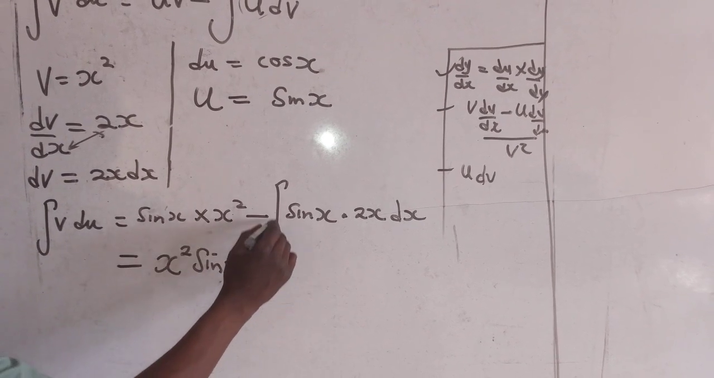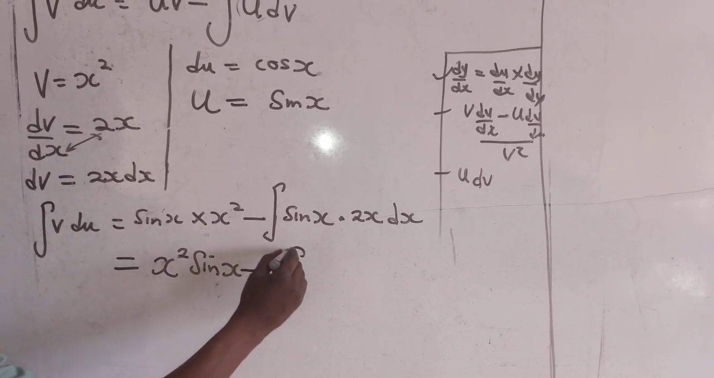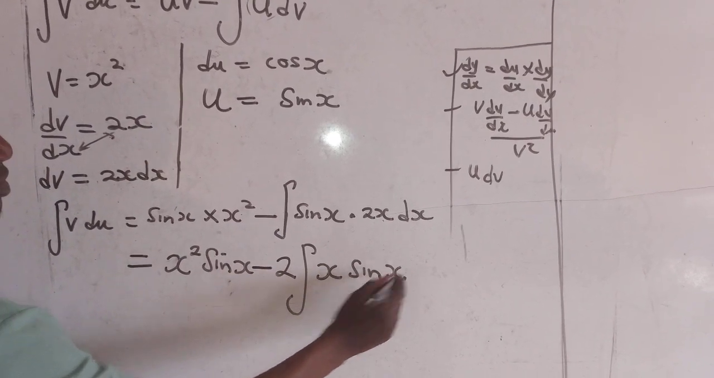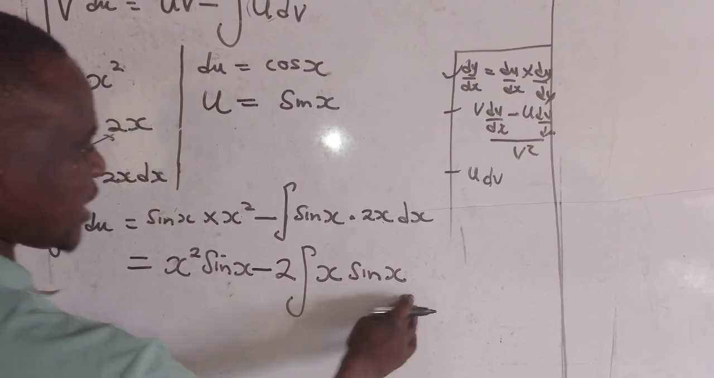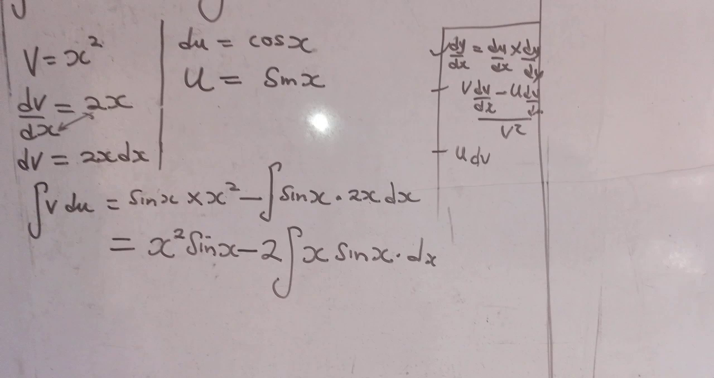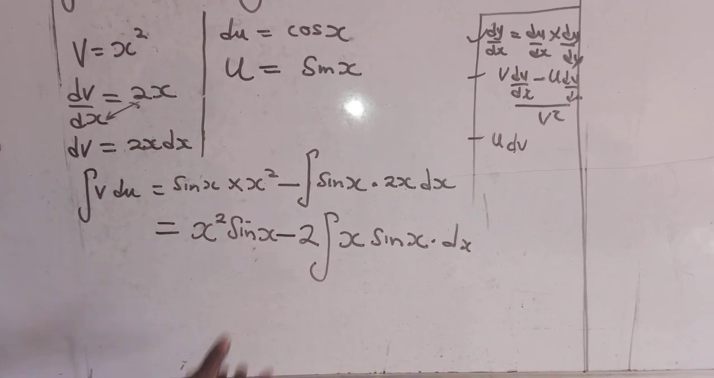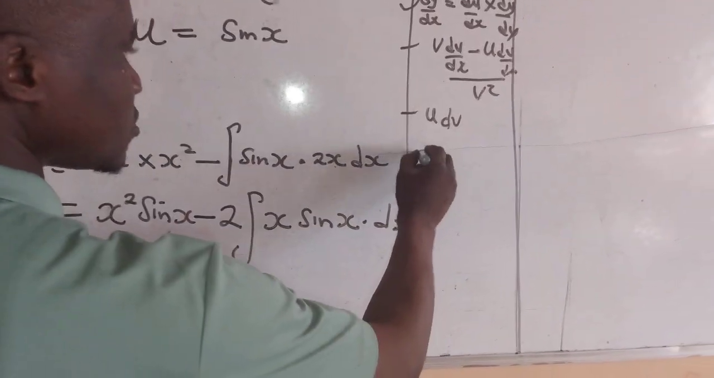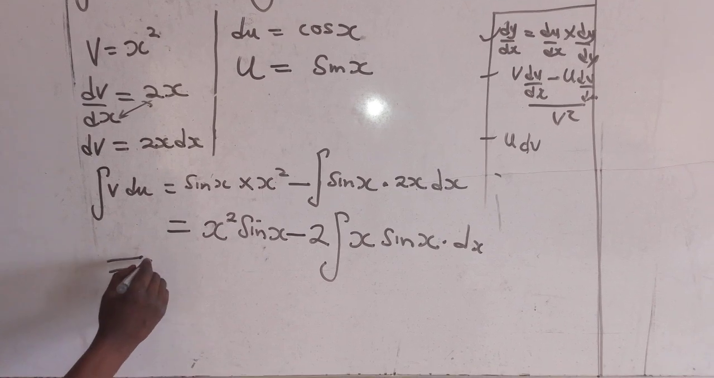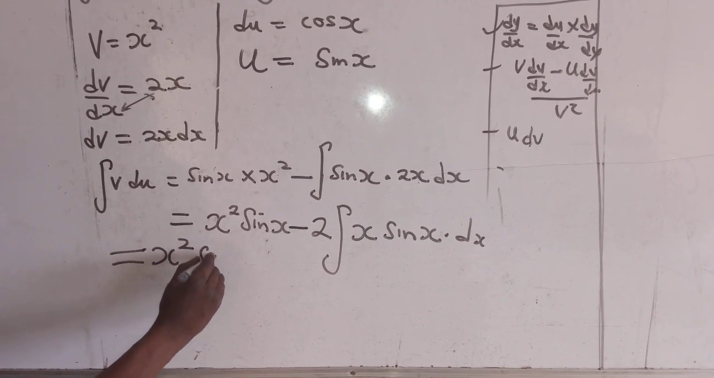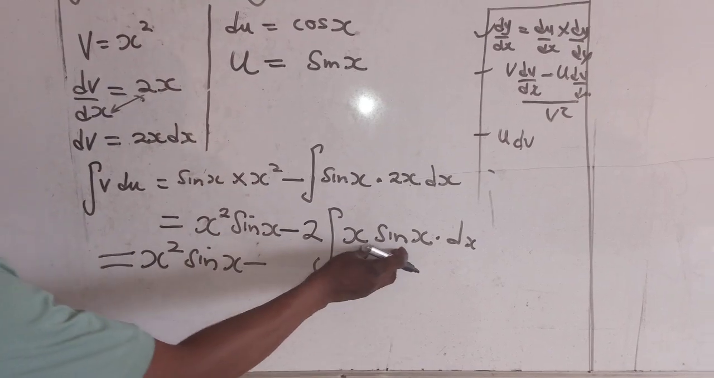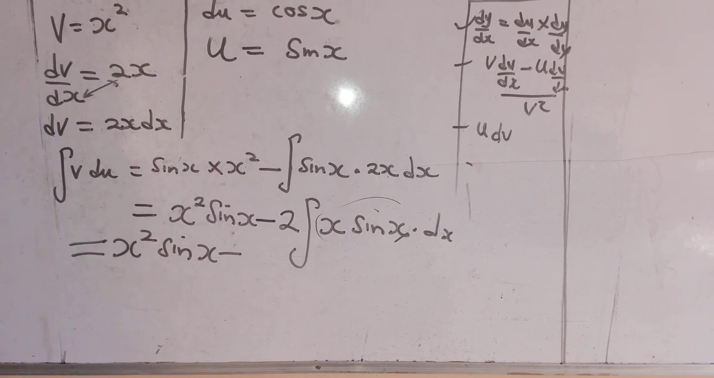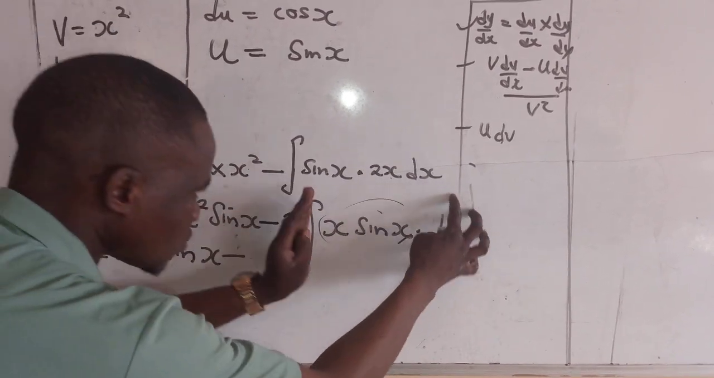Minus 2, the integral of, you'll be left with x sine x dx. So once you do that, it means that we are now seeing another integration by parts here. Before you join everything together, this gives me x squared sine x minus, and I don't know what is here, so I need to apply another integration by parts to only this one.